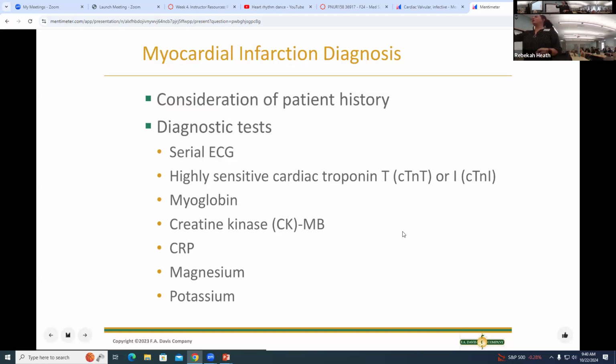You get the blood work and the EKG right away. And then typically you'll wait 3 hours. In 3 hours, you do another EKG and you draw more blood work.